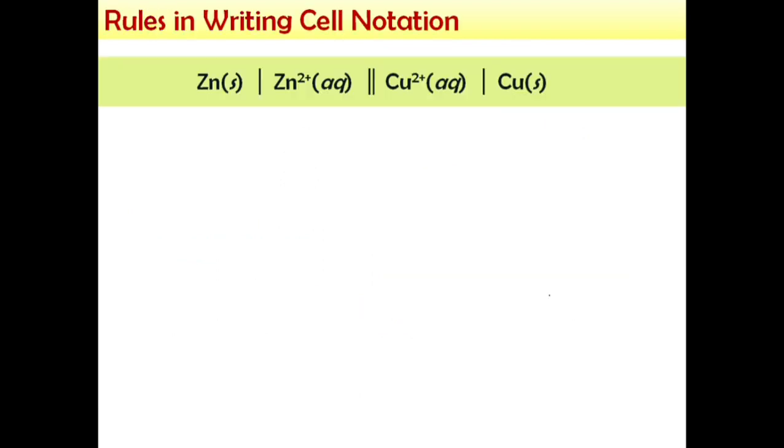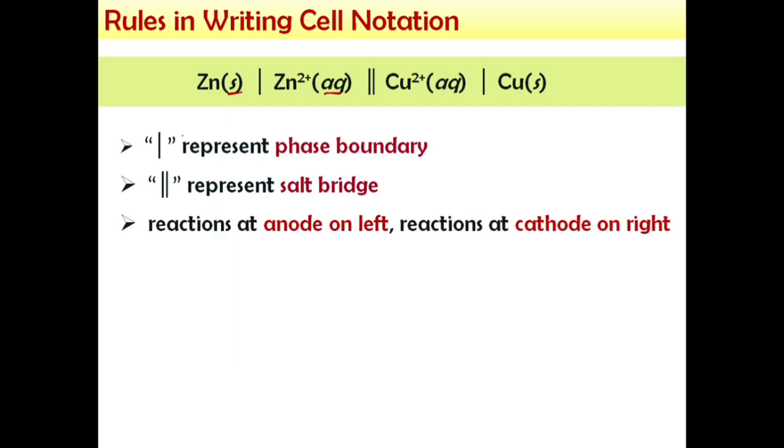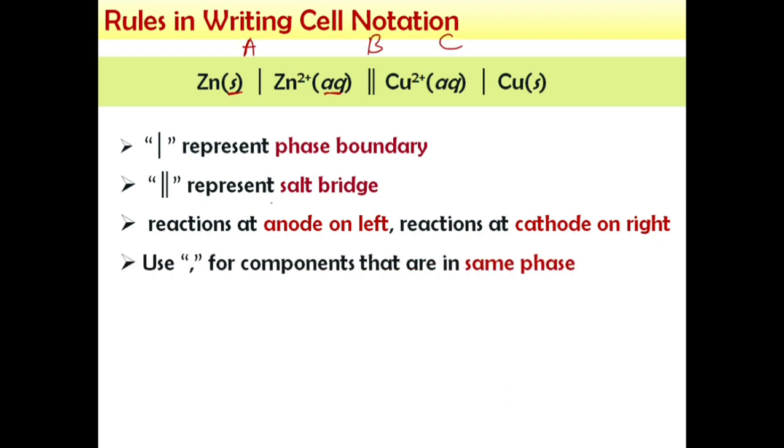Okay. So there are a few rules that we have to follow in writing a cell notation. Okay, first, ini yang obvious tadi, mesti letak straight lines untuk represent a phase boundary. Kalau fasa dia berbeza, kena letak straight line. So this is a salt bridge. Okay, anode is always on the left, cathode is always on the right, ABC rule. Okay, what if the species involved in the same phase? Okay, kalau fasa dia sama, tidak boleh letak phase boundary.